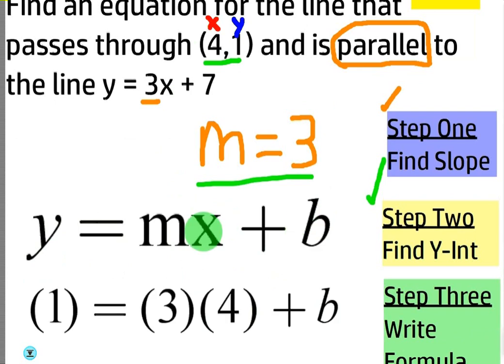Notice I'm putting parentheses around everything I plugged in. That means we're going to multiply. There's just 3 steps. All right, so 1 for y, 3 for m and 4 for x.